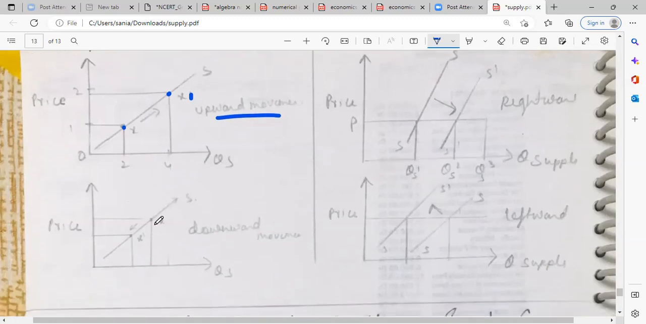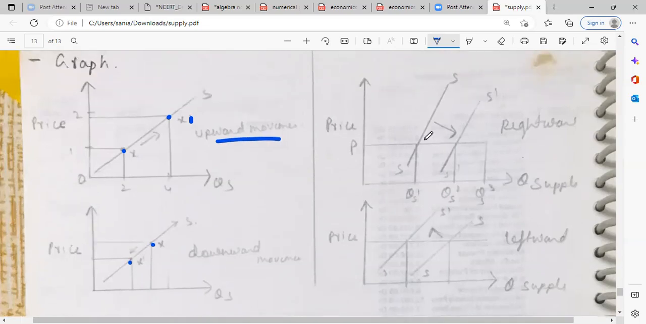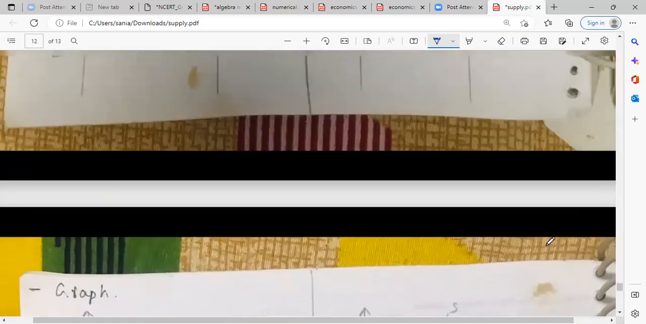But over here, your supply is this and now it is falling to this. It is a downward movement. Why? Because it is due to price. But here, your supply is increasing from this to this, so it is a rightward shift. And over here, your supply is decreasing from this to this, so this is a leftward shift. Clear? Yes, ma'am.